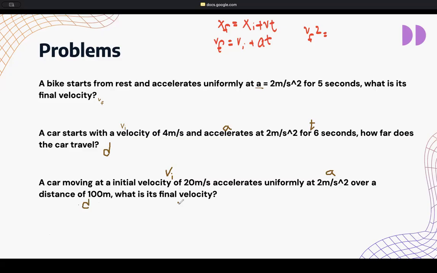If you don't understand the subscripts: a subscript f means final, a subscript i means initial, and that applies to any variables you see for kinematics. So for v, the subscript i means initial velocity.